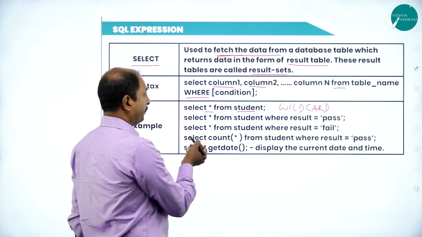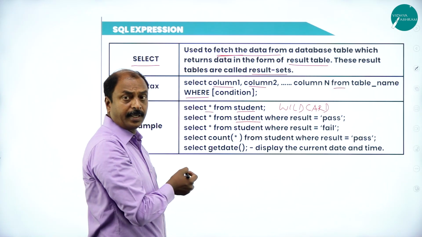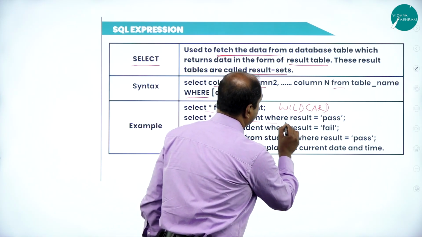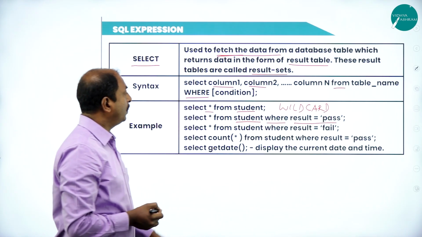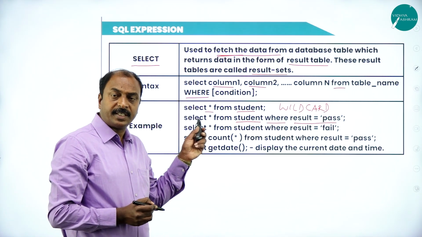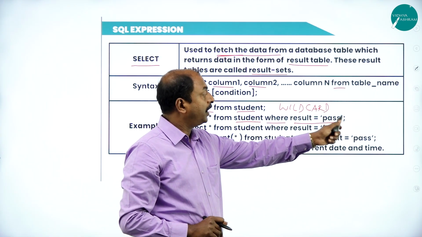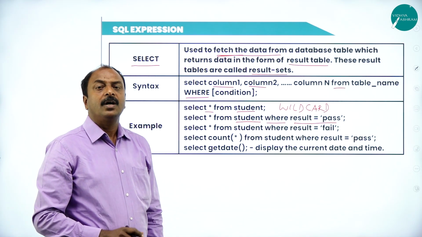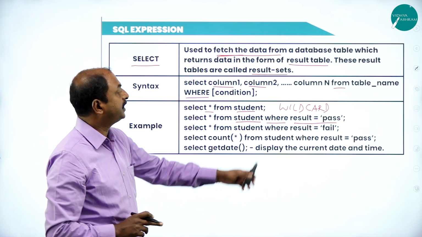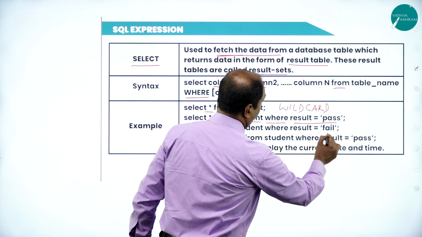Let us see one more example. Again SELECT * FROM student, here student is the table name, where, this is the WHERE clause, WHERE result = 'pass'. So this is a condition now. So now it is going to fetch the records of a table where the values of result equal pass. So in other words, we can say that it is going to display all the records with the result as pass. Similarly, this is for fail.